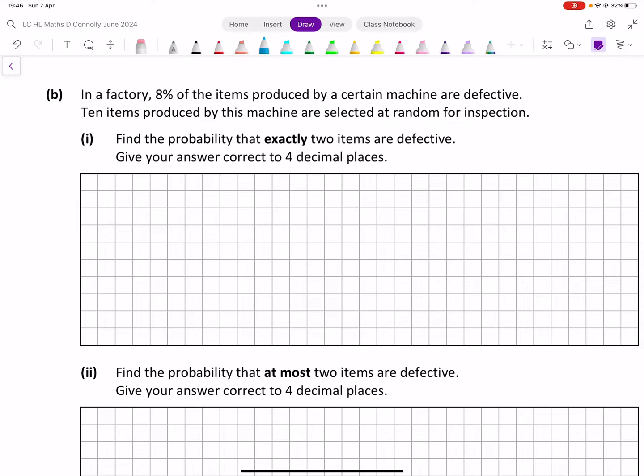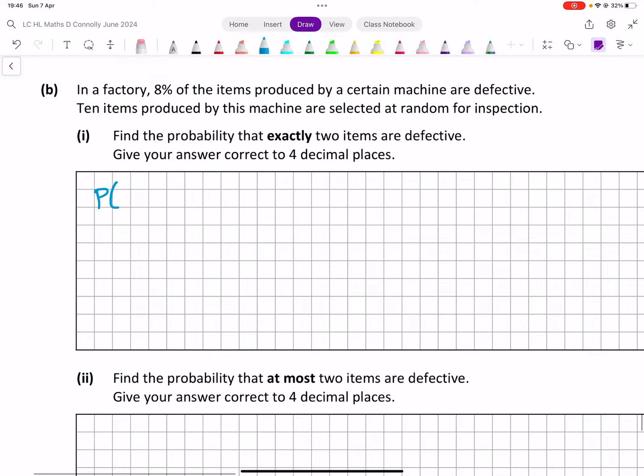So in a factory, 8% of the items produced by a certain machine are defective. 10 items produced by this machine are selected at random for inspection. Okay, so the probability of being defective is, just do 8 out of 100. So the probability of being okay is 92 out of 100. 10 items are produced by this machine. Find the probability that exactly 2 items are defective.